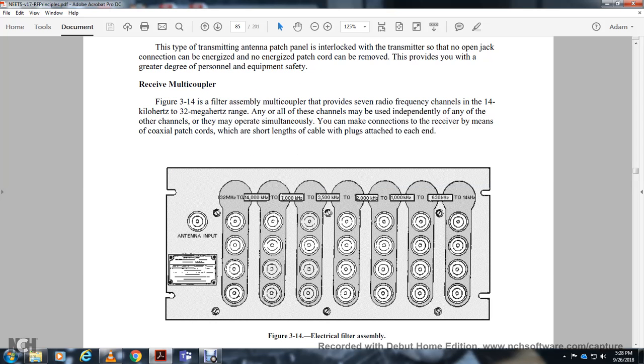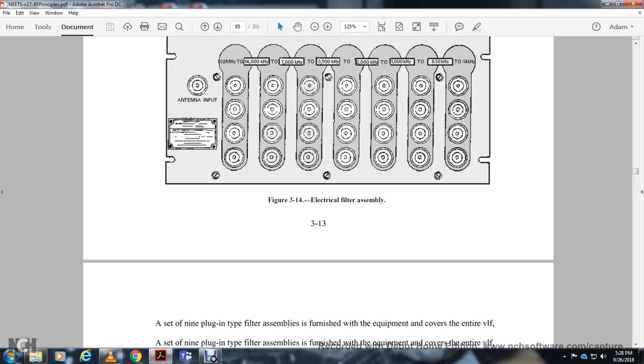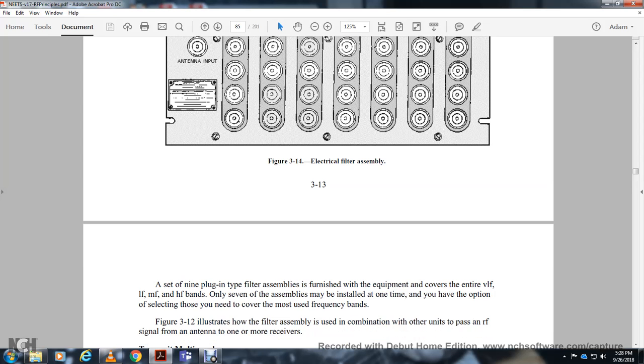Electrical filter assembly. At the center, the 9-plug-in type filter assembly furnished with the equipment contains low frequency, medium frequency, and high frequency bands. Only some of the assemblies may be installed at one time, so you have the option of selecting what you need to cover the most frequency bands. Figure 312 illustrates the filter assembly in combination with the other pass of the radio frequency signal.